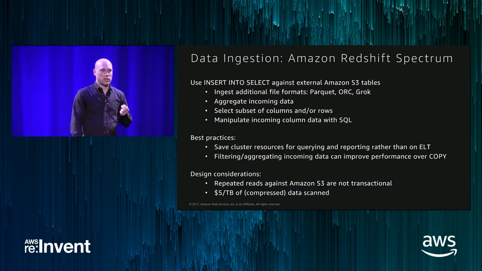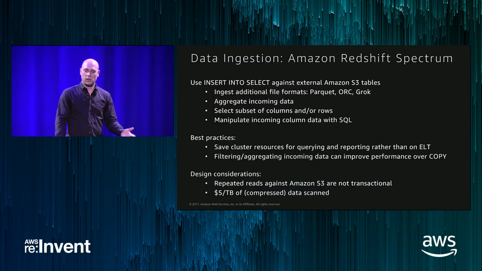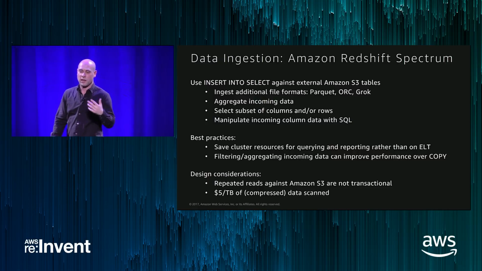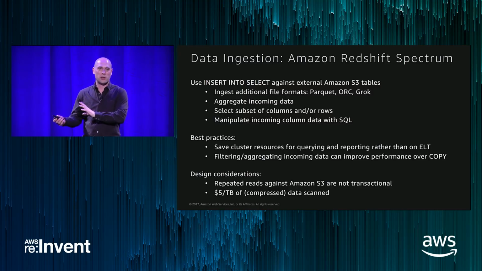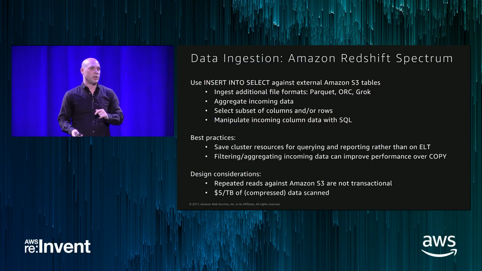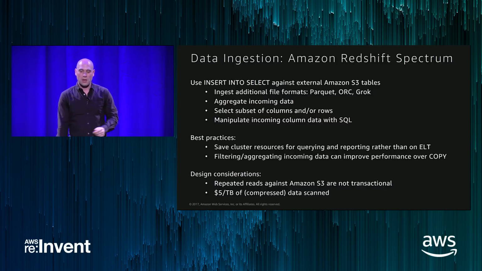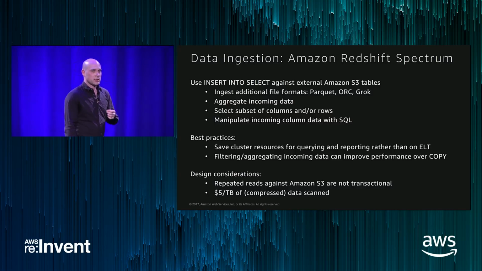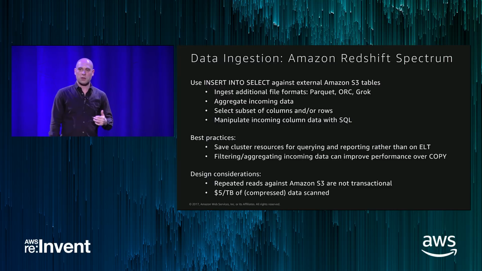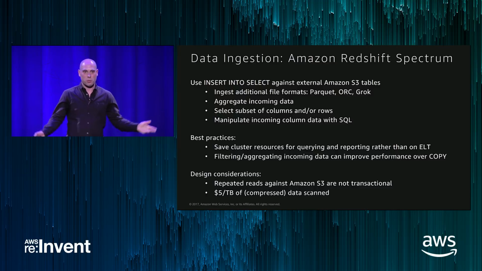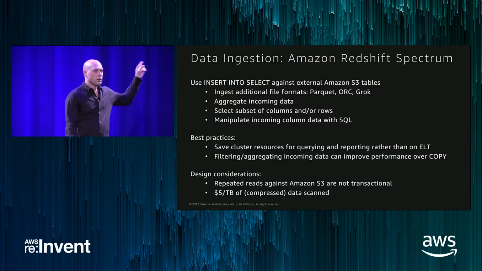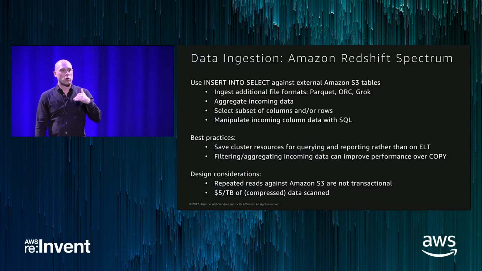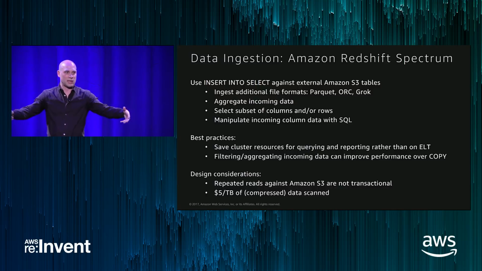Another cool thing you can do is aggregate data as it's coming in. You can select a subset of columns or transform the data with scalars and various other things. So you get a little bit more flexibility on the incoming data if you use Spectrum. Spectrum also offloads some of the workload out of your Redshift cluster. Typically you want your cluster available for querying and servicing reports, so if you use Spectrum for this, you have more resources available because you're employing that second cluster.